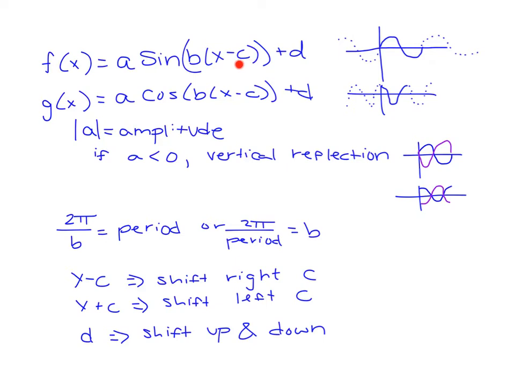C, that's our horizontal shift. If we have x minus pi, that's going to shift to the right. If you have x plus pi, that's going to shift to the left. So basically that just means the whole exact graph is moved left or right. And then the d value is shifting the whole graph up or the whole graph down.